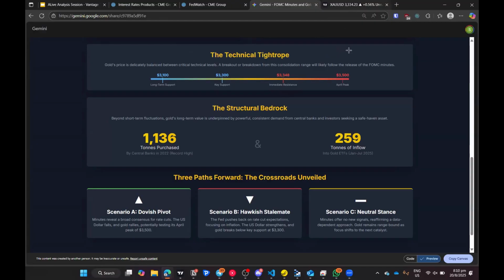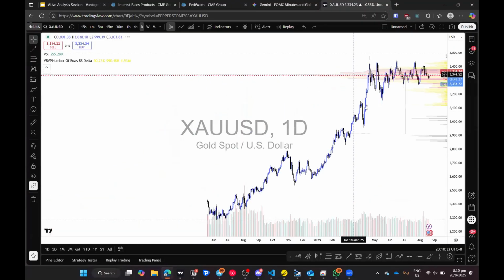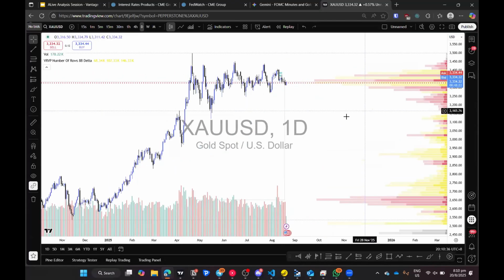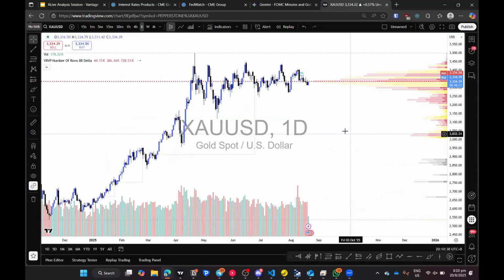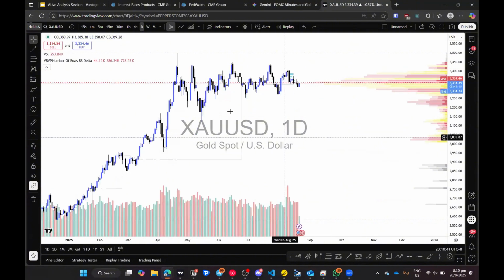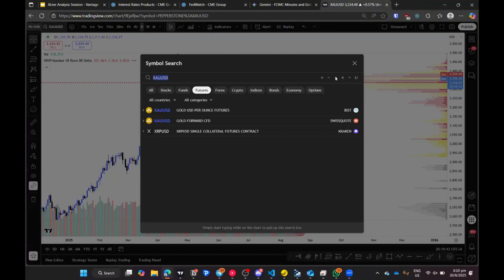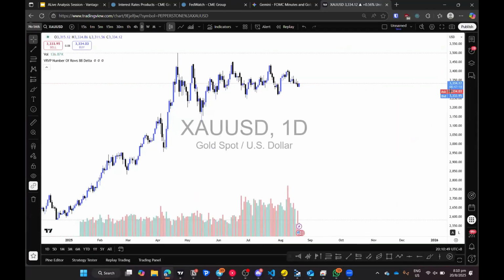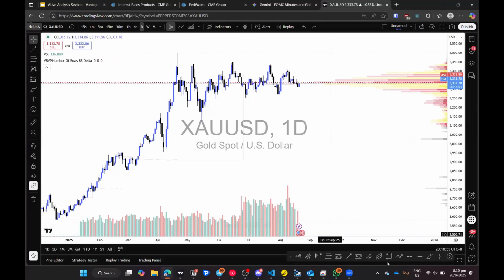Okay, so we're gonna head over to the charts. I'm gonna draw where we were looking at based on Gemini's recommendations. Okay, so this is your XAU/USD 1D. Make sure you are using the one by Vantage, XAU/USD, so that you have the exact data feed given to you.